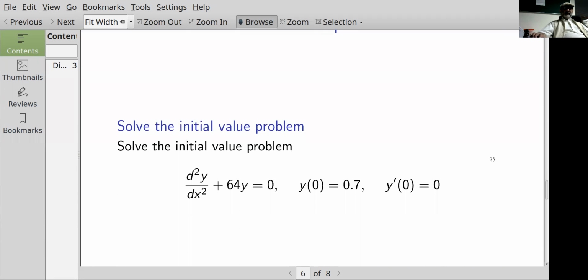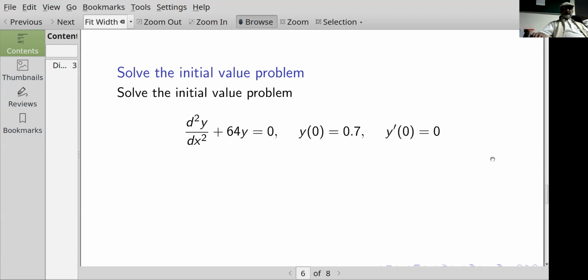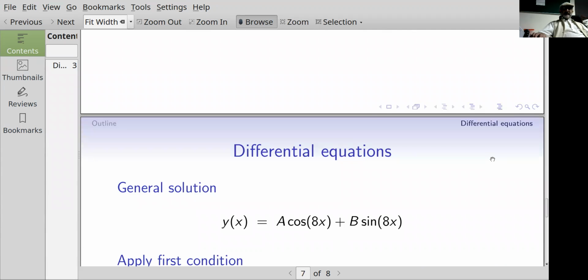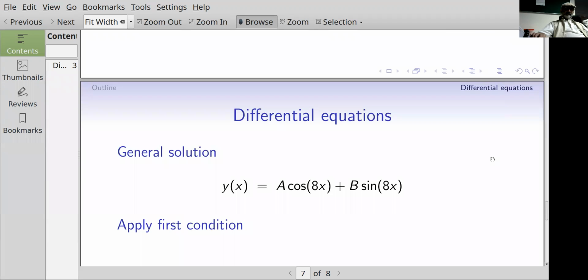On the other hand, supposing that you're given something like this: the second derivative of y plus 64y is equal to 0, and you are given the initial information that y of 0 equals 0.7, and the first derivative of y when x equals 0 is 0. So this has the form d2y by dx squared plus k squared y is equal to 0, where k is equal to 8. Then we have a solution of the form we saw before: y of x equals a cos of 8x plus b sine of 8x.